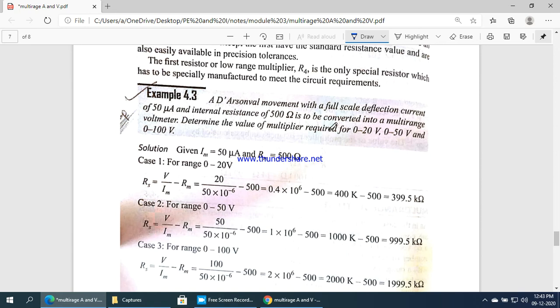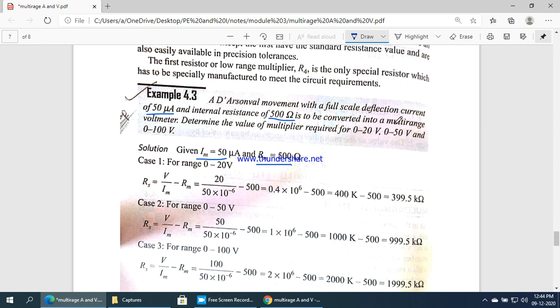Now we solve a problem on this D'Arsonval meter. A D'Arsonval meter with a full scale deflection current of 50 microamp. So which current is this? With respect to the D'Arsonval meter, the current is given, that is Im. We know Im is equal to 50 microamps, and internal resistance of 500 ohm. So the Rm value is 500 ohm. Im we know, Rm we know.